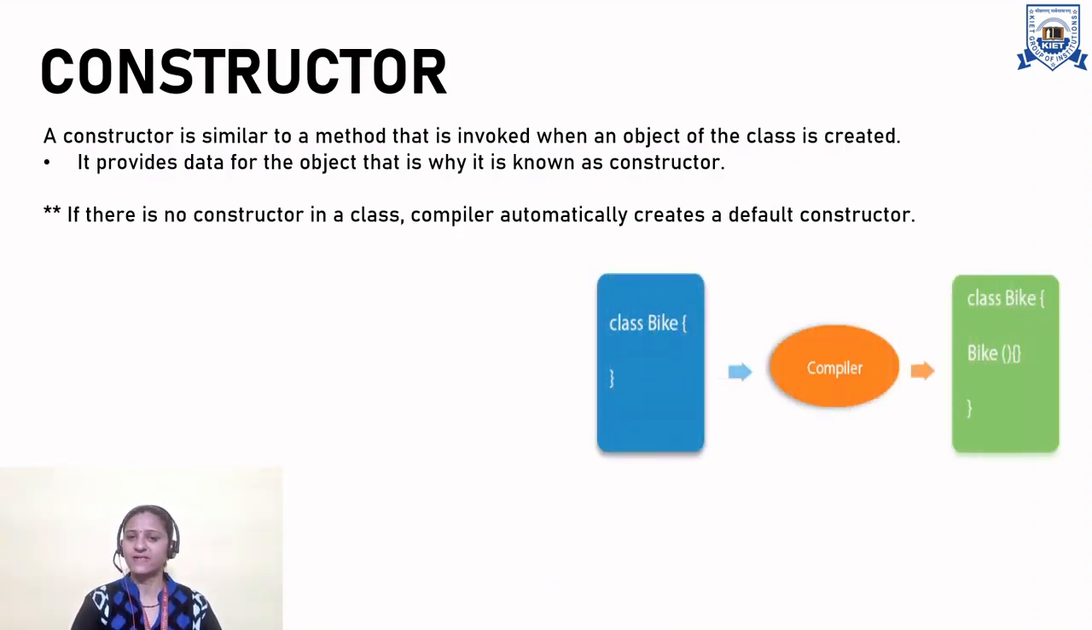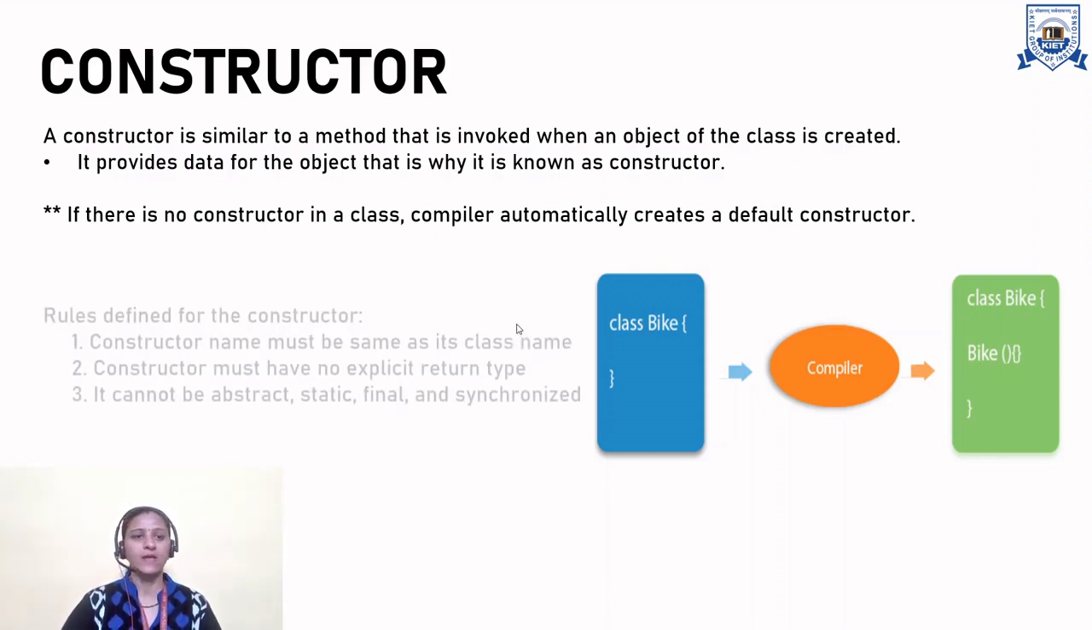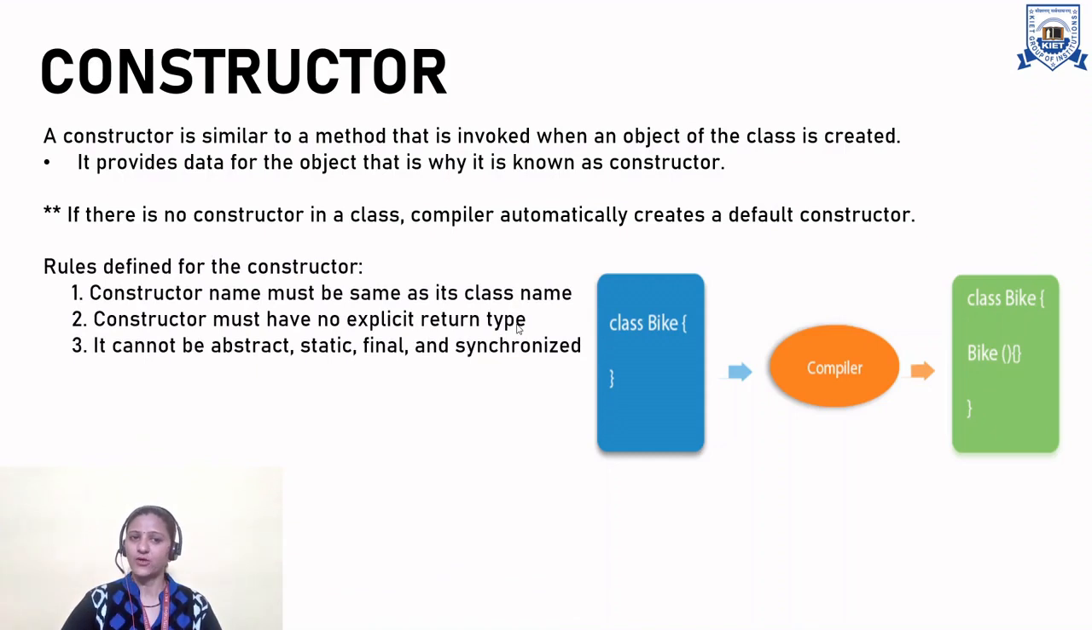Here, there is a class Bike. Inside this, we haven't made any other constructor. The compiler automatically detects this and writes this constructor for it. The rules defined for a constructor are: the constructor name must be the same as its class name, a constructor must have no explicit return type, and it cannot be abstract, static, final, or synchronized.